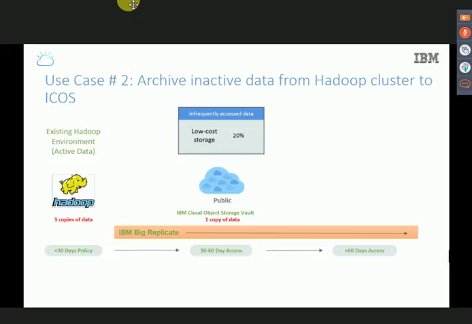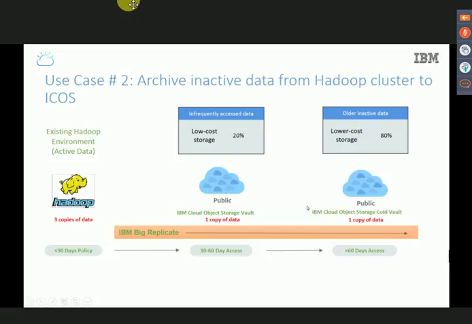And again, we have multiple pricing tiers, which I will introduce in my subsequent slides. So you keep your 30 to 60 days worth of data on ICOS, the slightly expensive tier, and after 60 days, it remains on ICOS but in a cheaper pricing tier, which is what we call cold vault. So you're paying a lot less. And remember, as long as the data is stored on ICOS, you only have to store 1 copy, not 3 copies. So that's another use case for your big data projects, and you can leverage ICOS along with IBM Big Replicate.